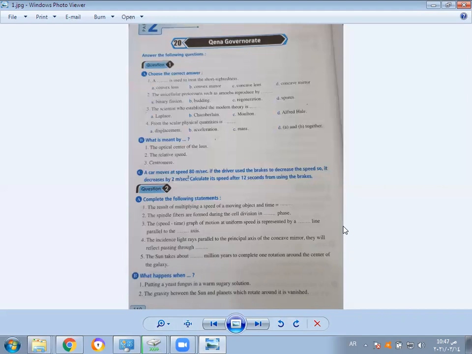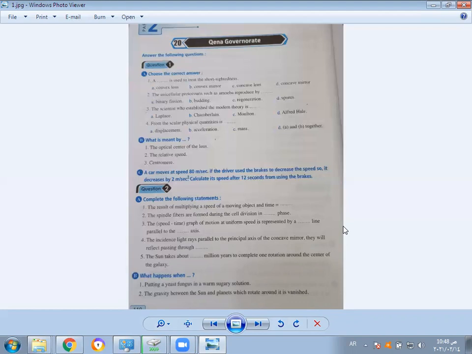Number B, what's meant by the optical center of the lens? The optical center of the lens. It is a point inside the lens, lies on the principal axis in the mid-distance between its faces.